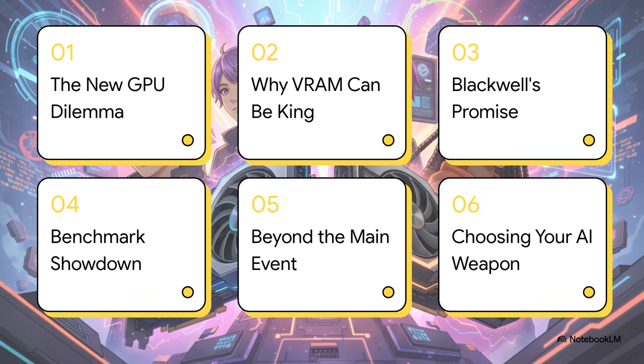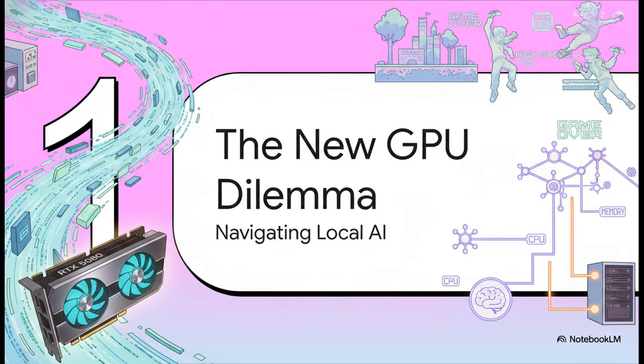All right, to get to the bottom of this, here's how we're going to break it down. First, we'll talk about the new GPU dilemma itself, why this is such a tricky choice for AI specifically. Then, we're going to dig into why VRAM can absolutely be king. After that, we'll look at the promise of the new Blackwell architecture in the 5080. Then, the fun part, the benchmark showdown. We'll peek at some other contenders, and finally, we'll wrap it all up and help you choose your AI weapon. So let's get right into the thick of it.